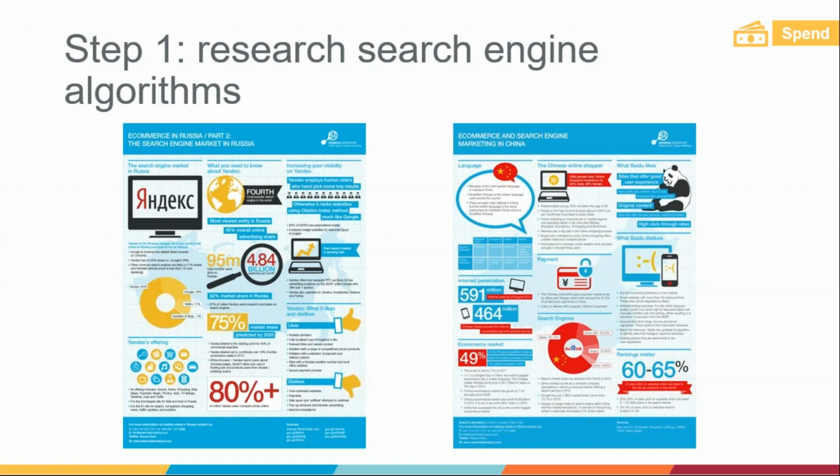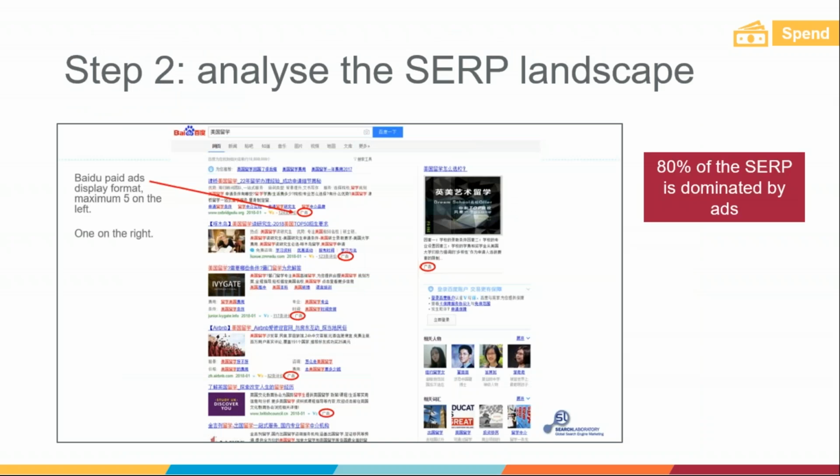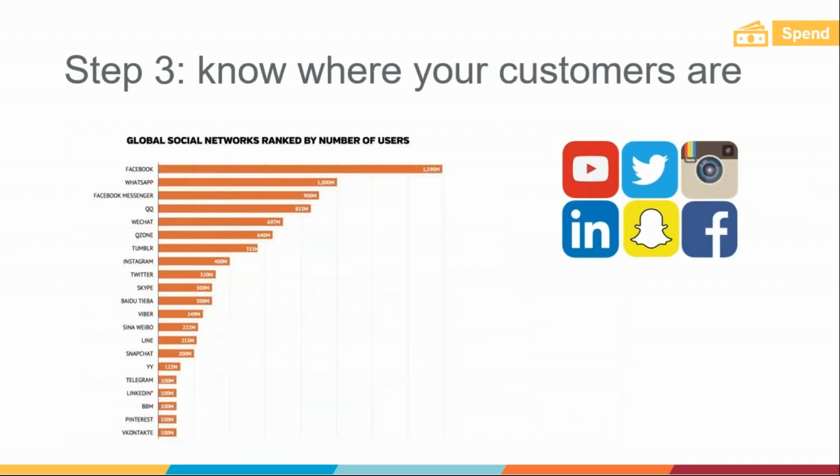Whereas Baidu, the search engine used in mainland China for simplified Chinese, uses a completely different set of criteria. Just looking at Baidu in isolation, if you look at the SERPs, 80% of the SERP is dominated by ads. We know from our experience as well that Chinese people trust ads. It's seen as marketing done well. And for that reason, the click-through rate for any organic listings remains incredibly low.